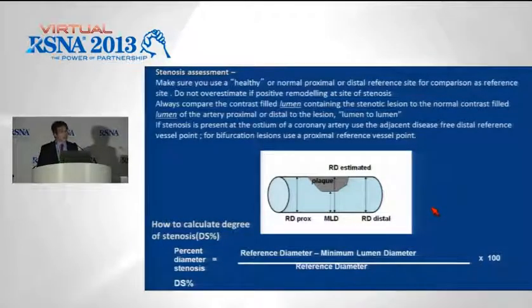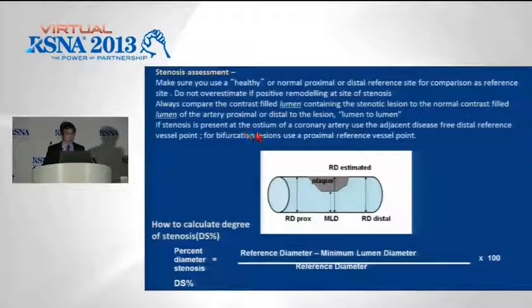So if you're going to do visual assessment, make sure you use a healthy or normal proximal or distal reference site for comparison as your reference site. Do not overestimate, which you tend to do if there's positive remodeling at the site of the stenosis. And you need to always compare the contrast-filled lumen containing the stenotic segment to the normal contrast-filled lumen of the artery, either proximal or distal to the lesion. In other words, you compare lumen to lumen.